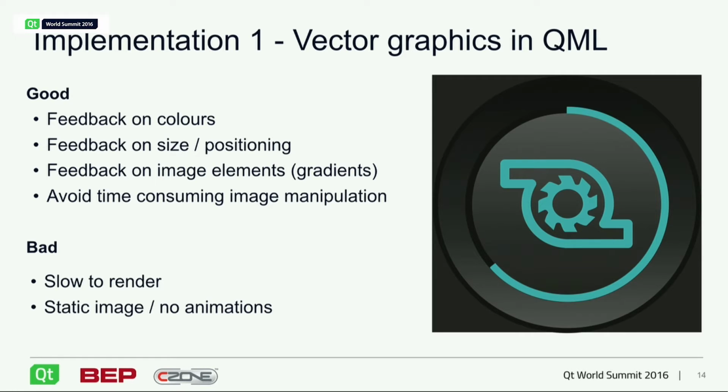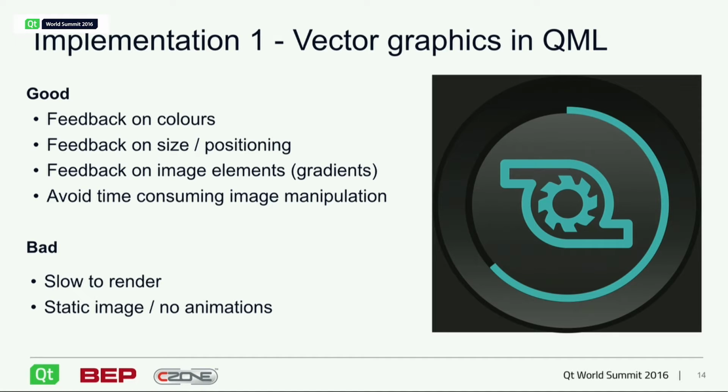You get a lot of feedback on size and positioning, and gradients is a good one. If you have maybe a less than ideal LCD screen, gradients may not look the way you think they're going to look, and it avoids this time-consuming image manipulation, right? So you just put this vector there; it's resized to the correct size. You haven't done any image manipulation first, but it is slow to render. It's maybe not practical for all of your final design, and it's a static image.